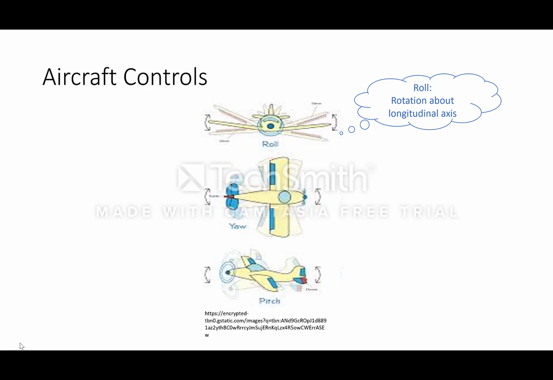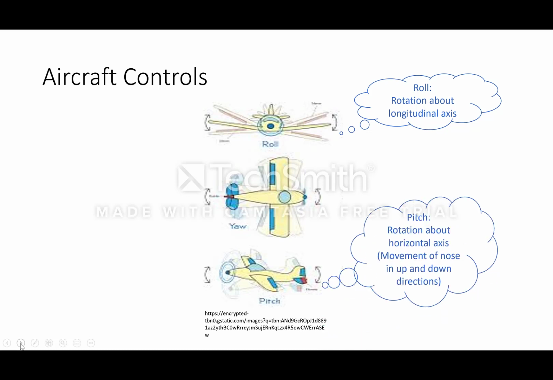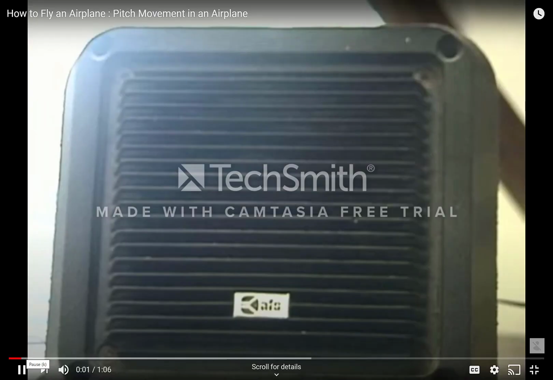The second aircraft control is pitch. Pitch is rotation of an aircraft about the horizontal axis. So a horizontal axis would go from wingtip to wingtip through the plane. So basically pitch is movement of the nose in the up and down directions. So if you pitch up, the nose of the plane goes up, and if you pitch down, the nose of the plane goes down.